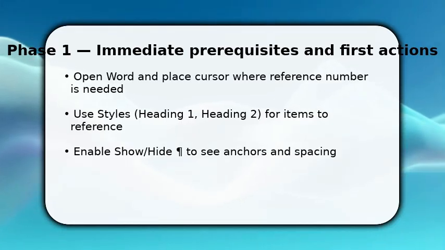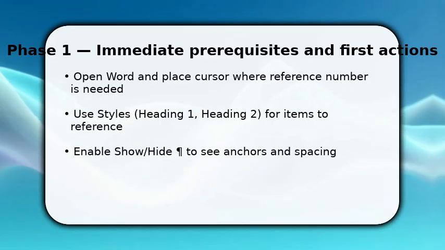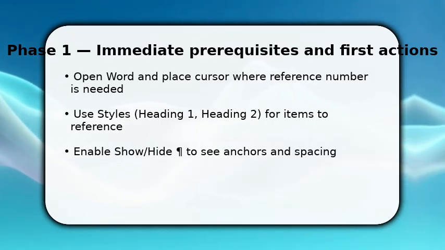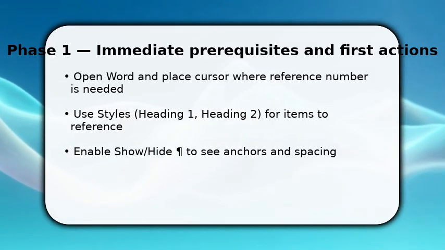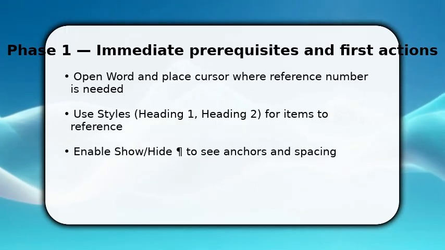You start by preparing the document. Place the cursor where the reference number should appear, and make sure the item you'll reference uses a consistent style like Heading 1. Once done, enable Show/Hide to confirm anchors and line breaks, because Word links fields to exact positions. You do this to avoid broken links when text moves.